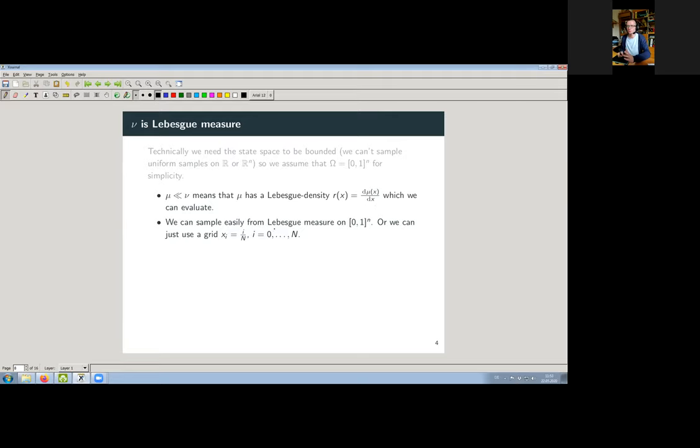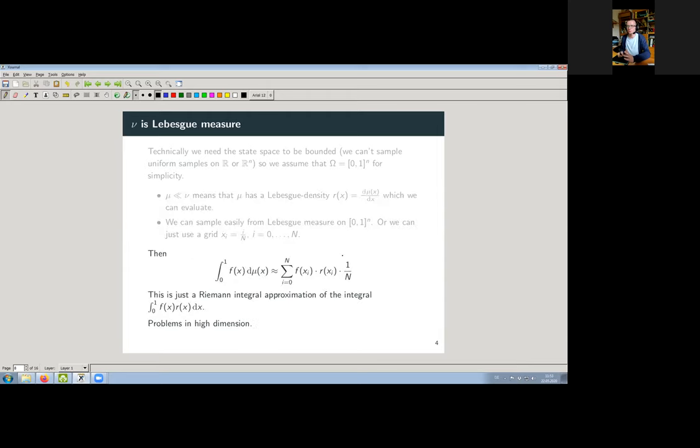And we need to be able to sample easily from the Lebesgue measure, let's say on this cube here or on the unit interval. We know how to do this because we talked about that a few slides ago, where we talked about sampling from the uniform measure. Or here it's maybe even easier to just use a regular grid on 0, 1 by 1 over n, 2 over n, 3 over n, and so on. And if we use that grid here, then integrating this function f of x via d mu of x is approximated by this sum here, f of xi times r of xi times 1 over n. And you may recognize this as just a Riemann integral approximation of this Lebesgue integral. And you can see why this should work.